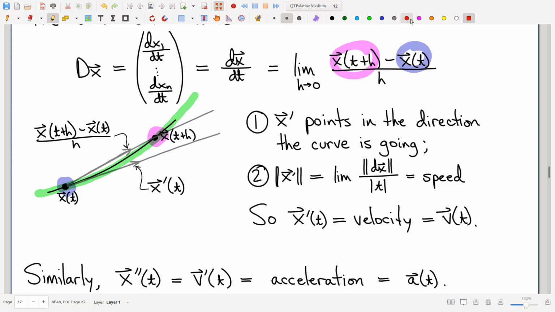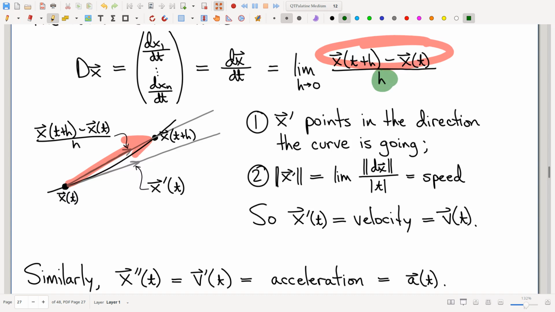Let's see here. Here's how I subtract those. Keep in mind the way you subtract is by tail to head. So that numerator is just that red vector. Let me get rid of distractions now. Okay, how do I divide by a scalar? Well, it's a scalar. You multiply or divide by a scalar, you're just going to change the magnitude, but the direction stays the same.